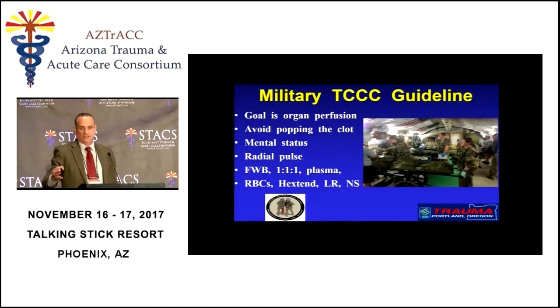So this is, again, I showed you this earlier, the Tactical Combat Casualty Care Guidelines. The goal is organ perfusion. You just want a perfused person. How do you measure that? Radial pulse, mental status. If they don't have it, give them fresh whole blood or its equivalent. The last thing you give them, if you don't have anything else and they're dying, then you give the crystalloid.